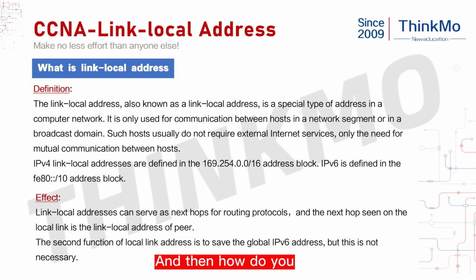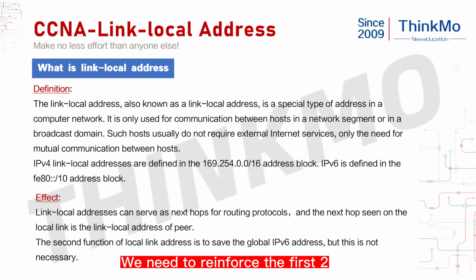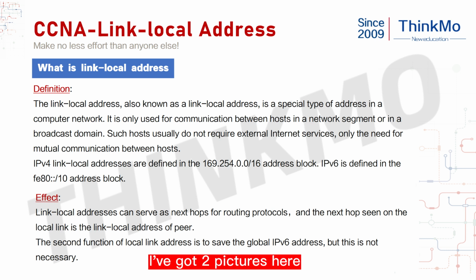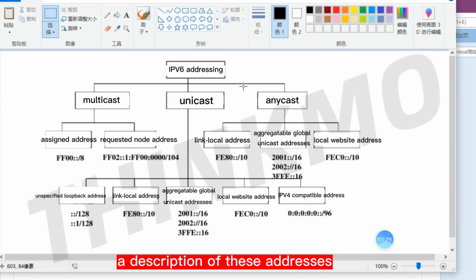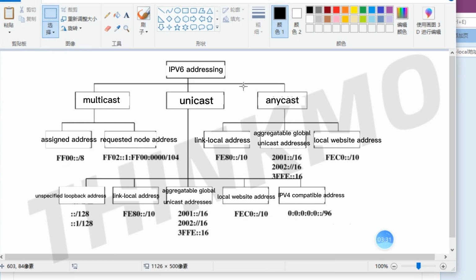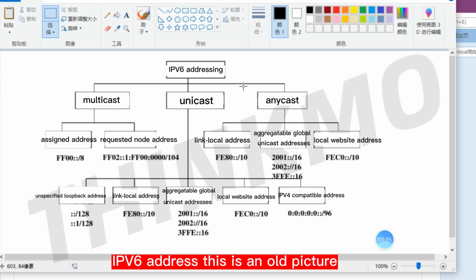And then, how do you get the link local address? Before we get to that, we need to reinforce the first two points. I've got two pictures here. One is the IPv6 address space, and one is a diagram of its structure. The IPv6 addressing structure diagram is shown, and we covered that in the previous video. Let's introduce the description of these addresses briefly.